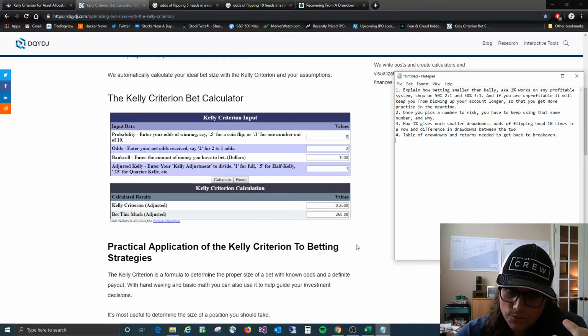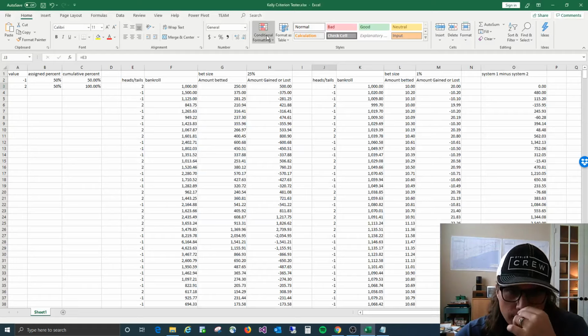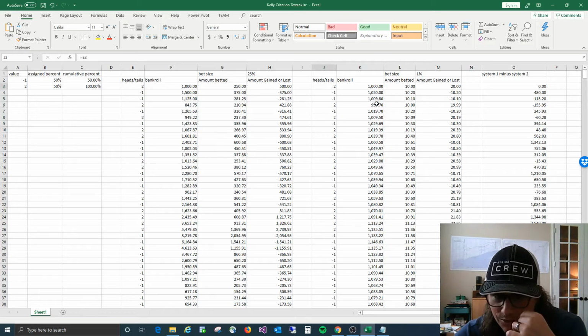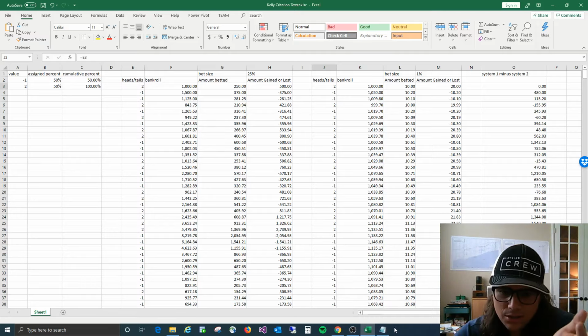Also, it keeps you from having big account swings. Here's our Kelly testing spreadsheet. The 25% has big drawdowns, down to 1,843, whereas this one, starting at 1,000, only went down to 99. So you have small drawdowns, which helps you to mentally handle it better.